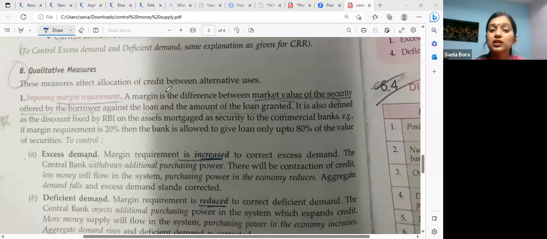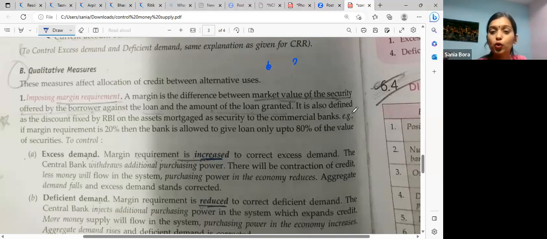So what is a margin? Margin is the difference between, for example, the 100 rupees loan you are taking and the security which you are keeping, which is for 200 rupees. So what is the difference between both of them? 100 rupees. That is the margin. So a margin is the difference between the market value of a security offered by a borrower against a loan and the amount of loan granted.